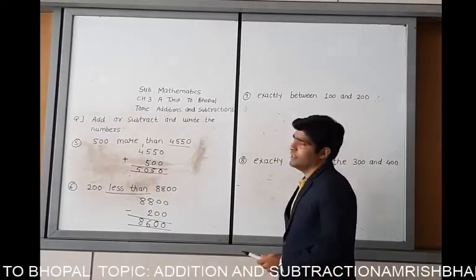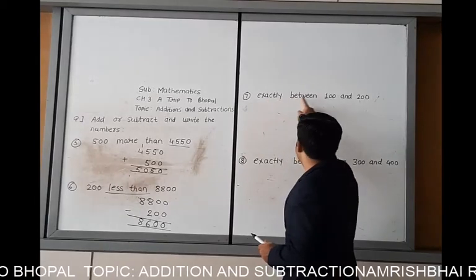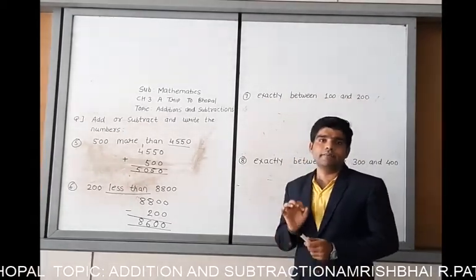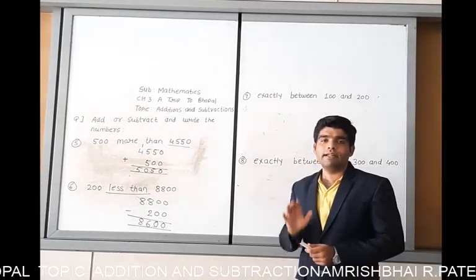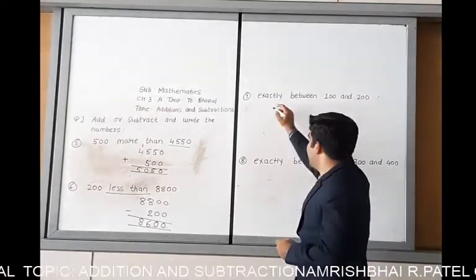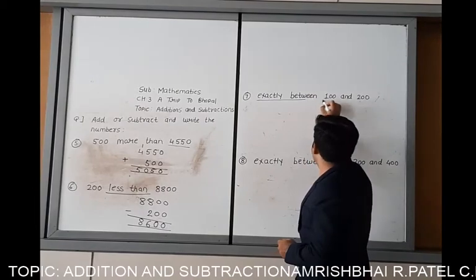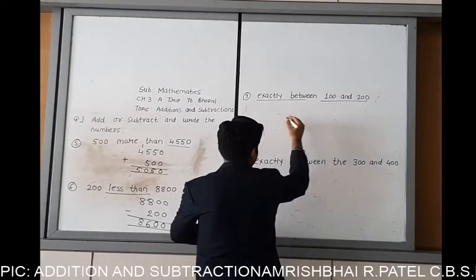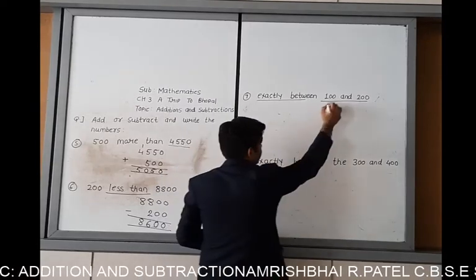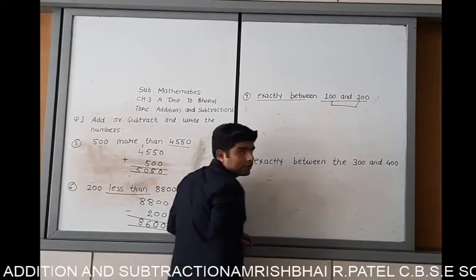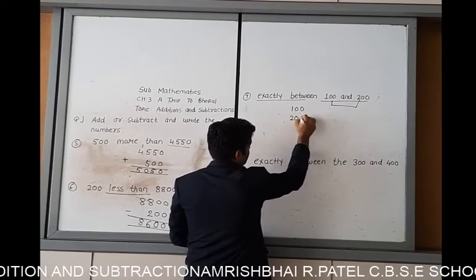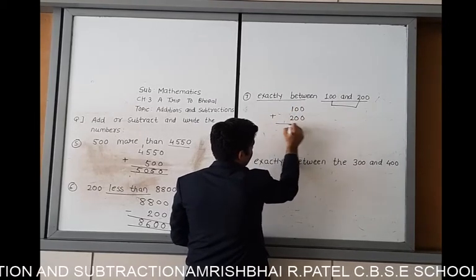Example number 7. Exactly between 100 and 200. Exactly, it means that we have to obtain the half part. Okay, exactly between 100 and 200. Then for this example you have to solve it. First of all, we have to add 100 and 200. So first of all, you have to add it.